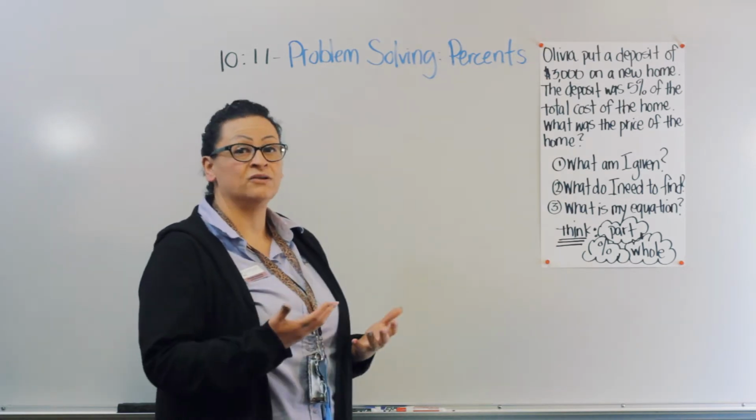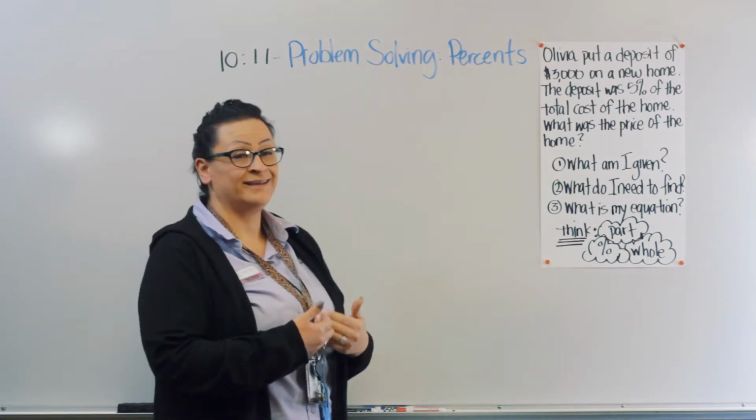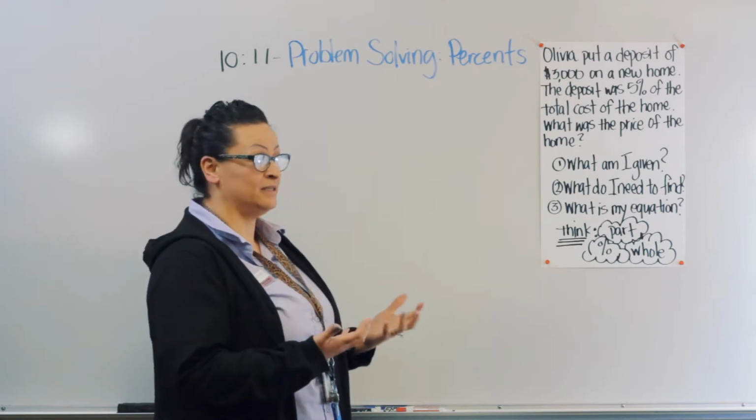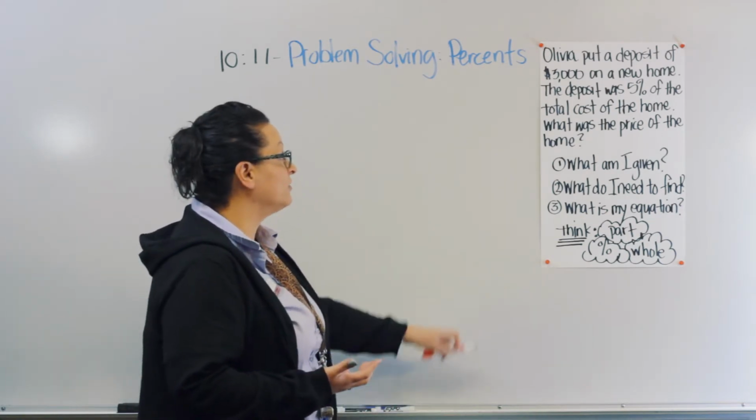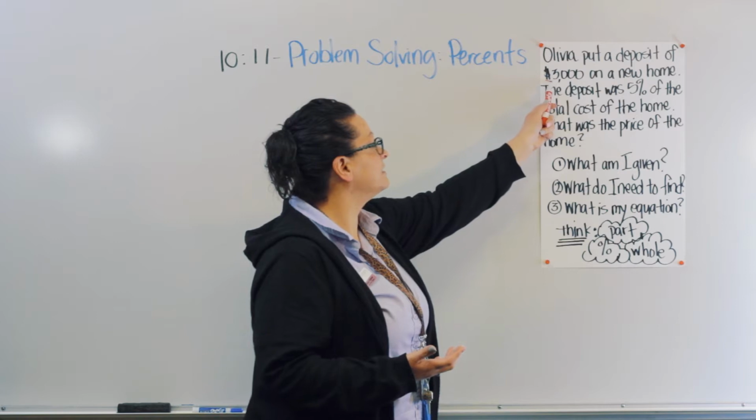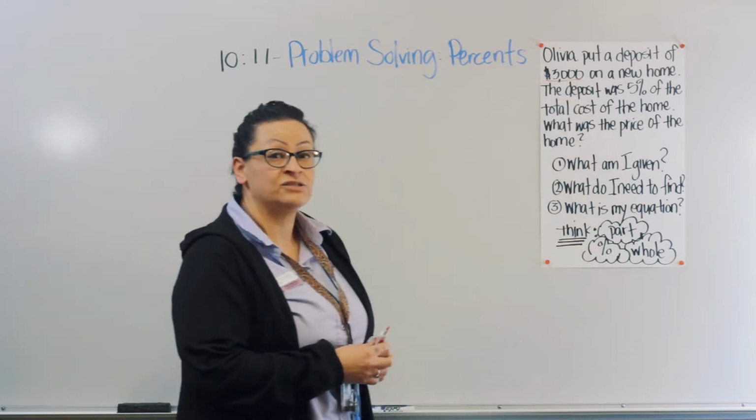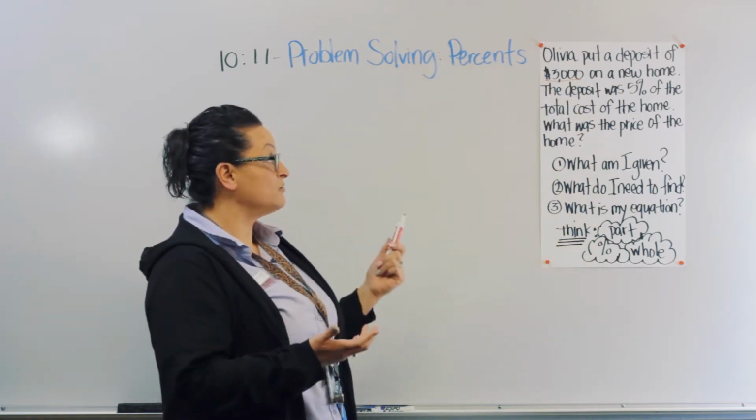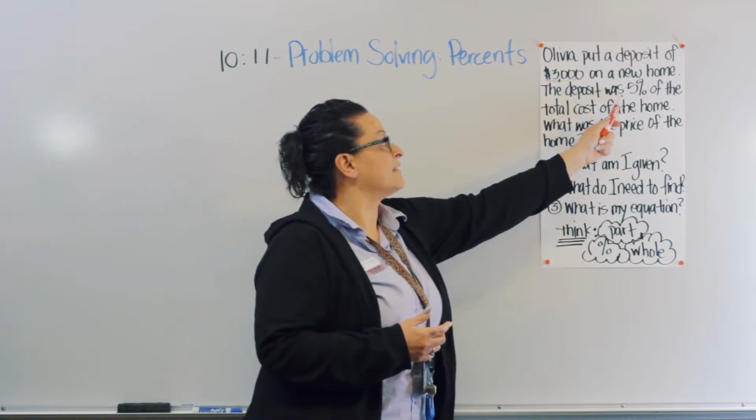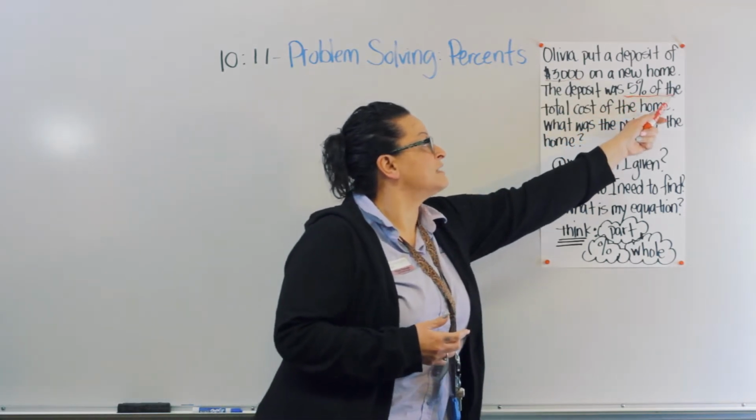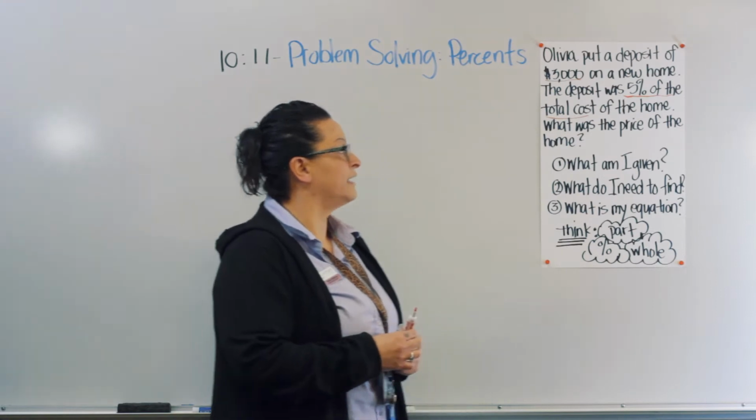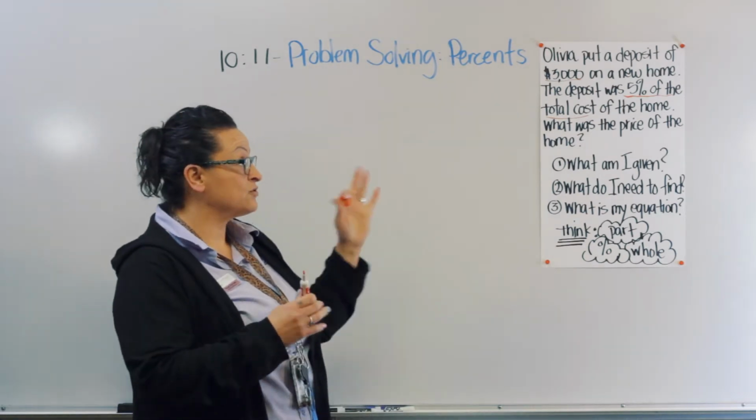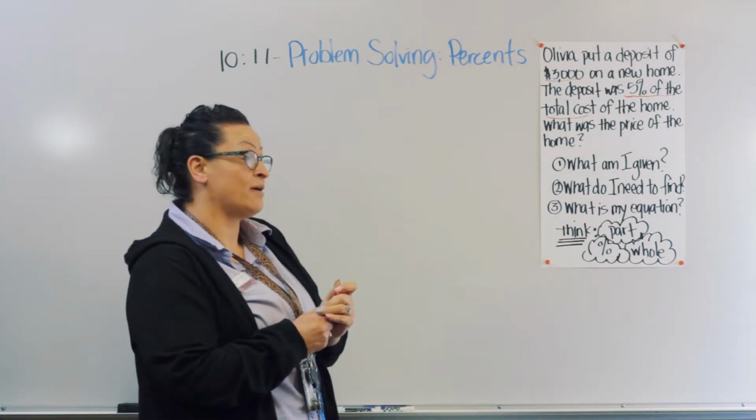1, we need to figure out what information am I given. So what did they tell me in this problem? Well, we know that they told me she put down a deposit of $3,000. Okay. We also know that they told us that that deposit was 5% of the total cost. Okay. So those are 2 parts of the information that we know.